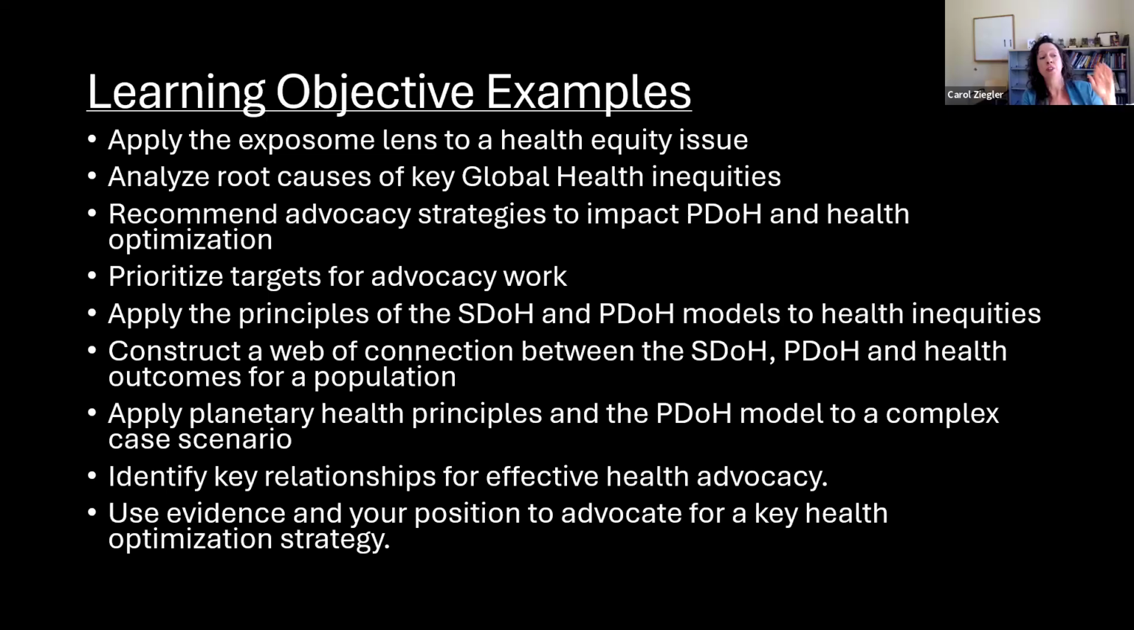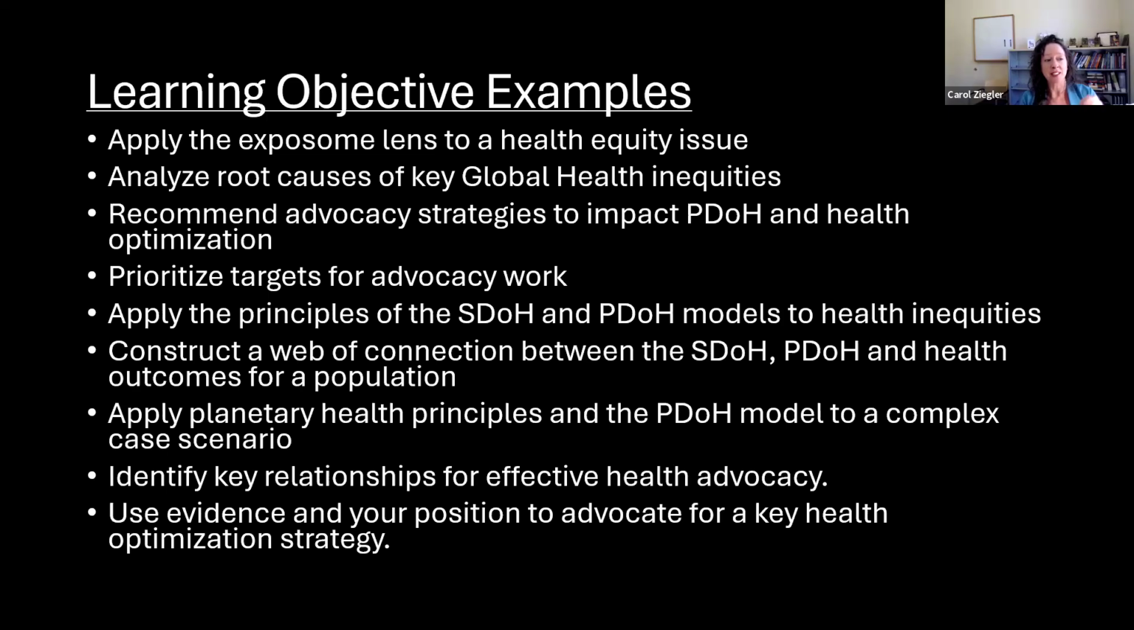And these I took directly from different aspects of the casework that students were doing. So one is to apply the exposome lens to a health equity issue, to analyze the root causes of key global health inequities, and recommend advocacy strategies to impact political determinants and health optimization.